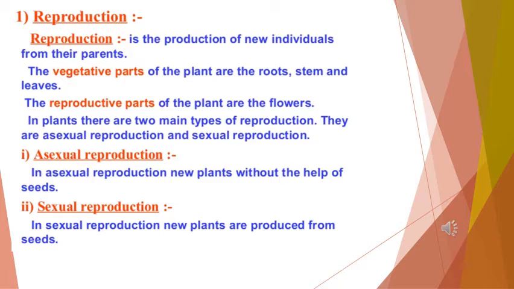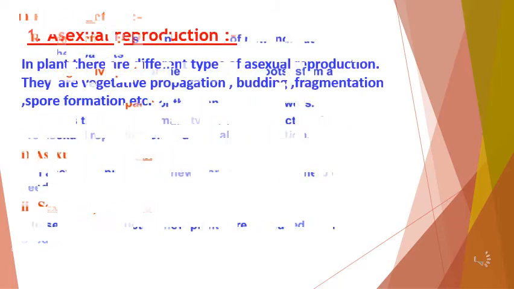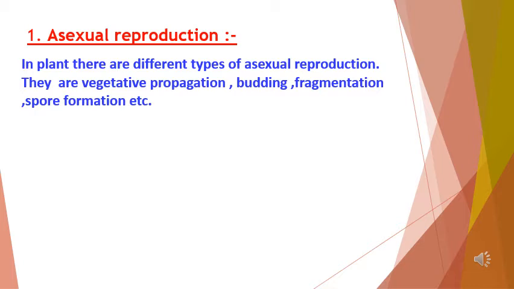In plants, there are two types of reproduction. They are asexual and sexual. Asexual is the type of reproduction which occurs without the help of seeds. Whereas sexual reproduction is a type of reproduction in which new plants are produced from seeds. So in the plant, asexual reproduction can be done by different methods, and these methods are vegetative propagation, budding, fragmentation and spore formation. We'll learn about all these methods in this chapter.